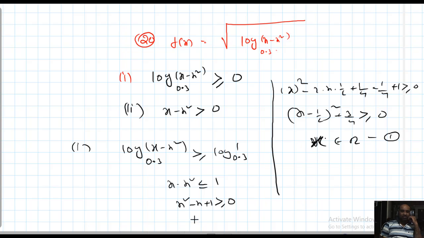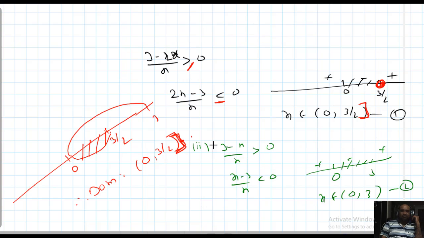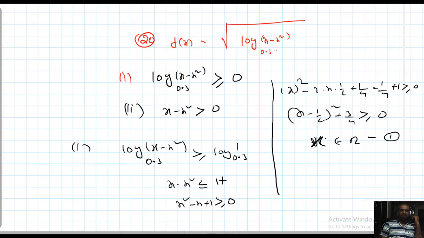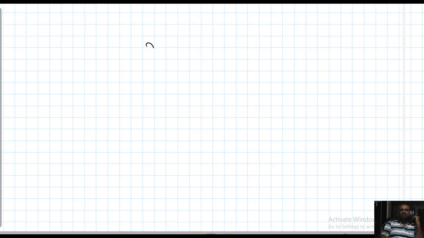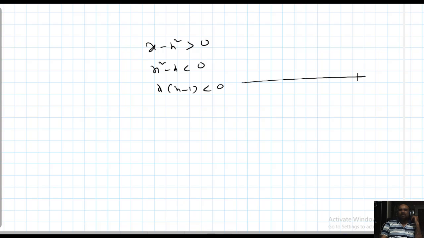Second part I want to find. x minus x square greater than 0. That is x square minus x less than 0, x of (x minus 1) less than 0. Number line 0, 1, plus, minus, plus. So negative symbols I want. x belongs to open 0 to open 1. This is the second part.